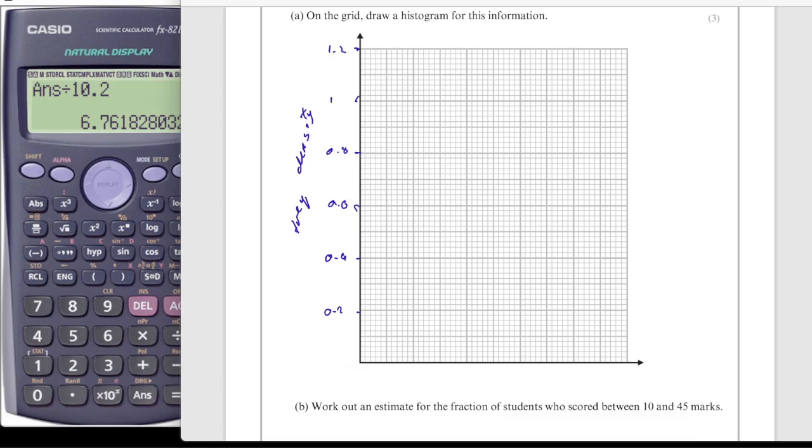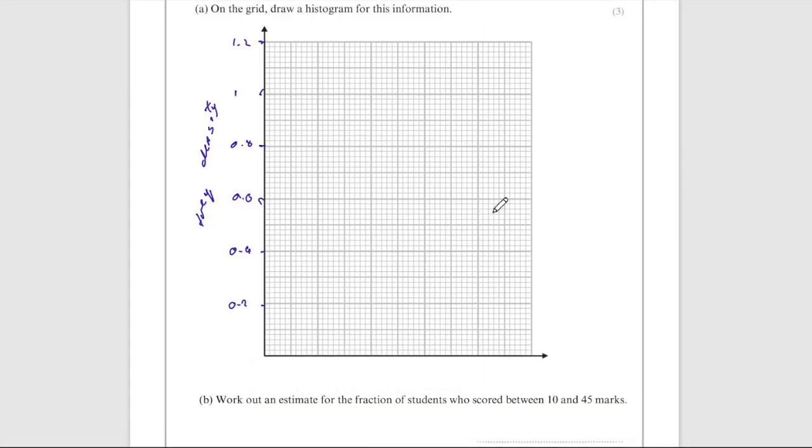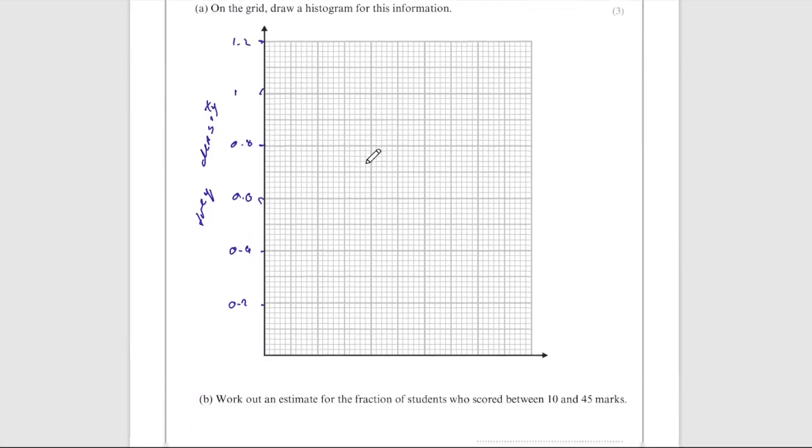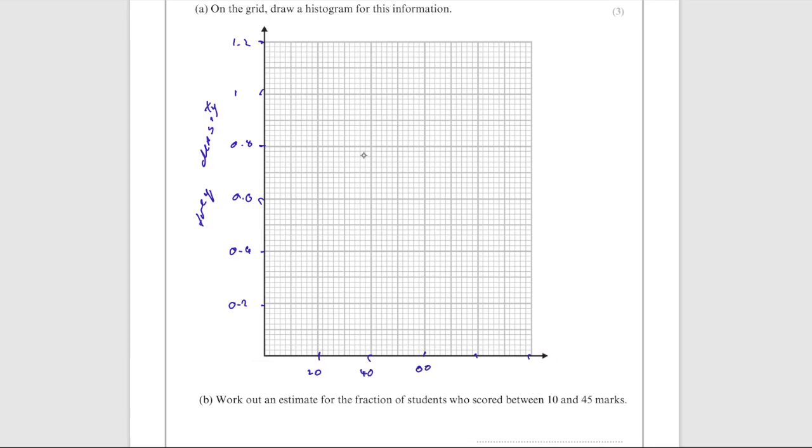And then on my other axes, let's just make this a little bit bigger. On my other axes, I need to go up to my maximum value, so it needs to go from 0 to 80. So how many squares have we got? 1, 2, 3, 4, 5. So we're going to go up in 20s. So 20, 40, 60, 80. I need to go up that far, and that's going to be labelled as my score.